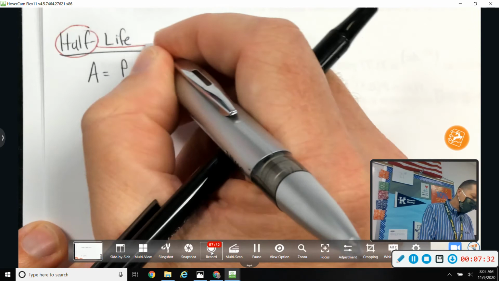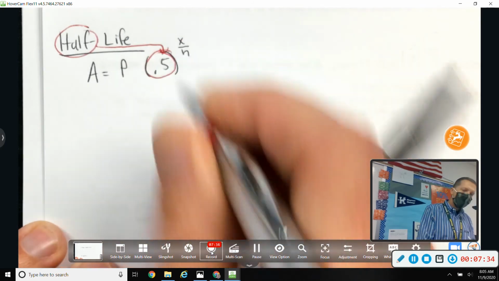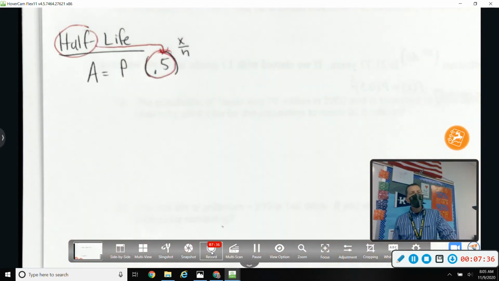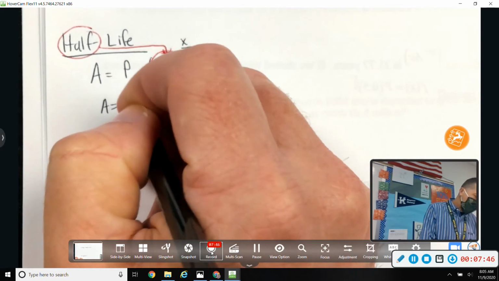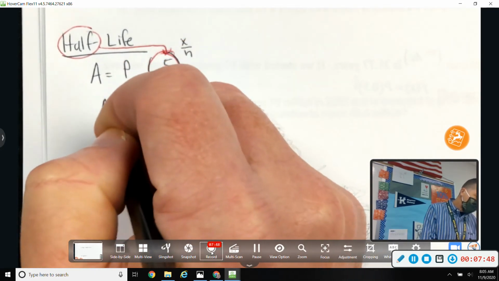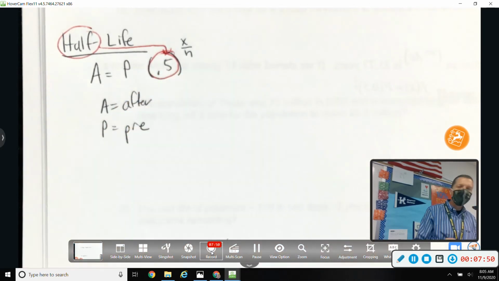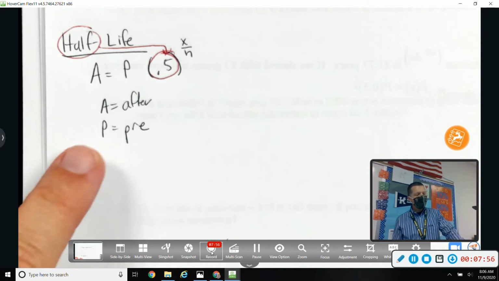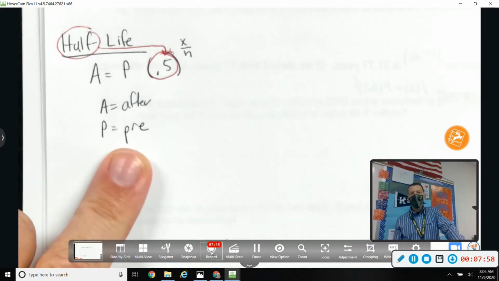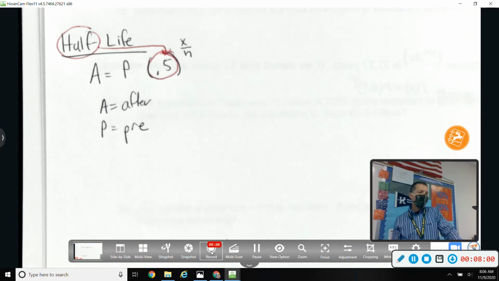It's pretty easy to know when to use this one, right? If we're talking about half-life, then you should probably grab the equation that has a half in it. So picking the right equation for this one isn't really difficult. A is the after, P is the pre, so that's kind of standard on all these problems. How much plutonium do I have after 500 years versus how much did I have at the start, at the beginning, pre-decay.